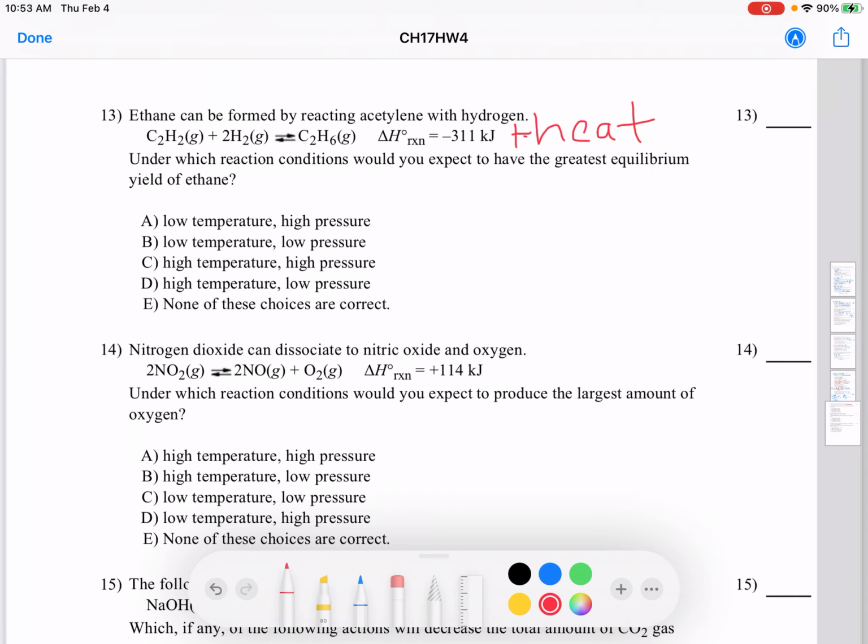Plus heat. Now, how can we make more yield of your product? Okay, if you do it at a lower temperature, you are lowering the temperature. What would happen? If you are lowering the temperature, it means you are lowering the heat. If you try to lower the heat, what would happen? Which direction would the reaction go?